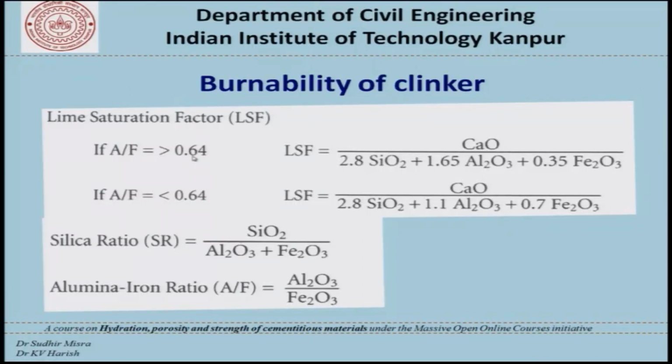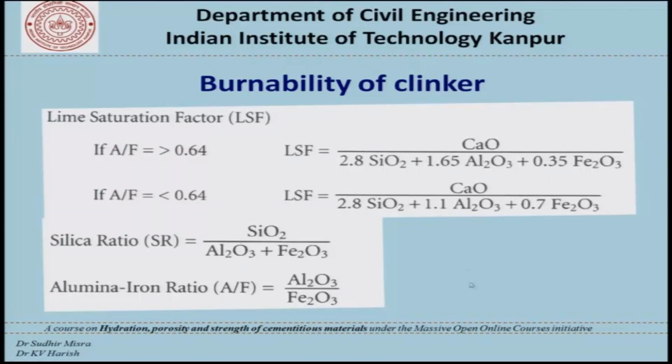What you see in the first set of formulas is that if the A by F ratio is greater than or equal to 0.64, then LSF is given by CaO divided by 2.8 times SiO2 plus 1.65 times Al2O3 plus 0.35 times Fe2O3. Likewise, if A by F is lower than or equal to 0.64, then LSF is given by CaO divided by 2.8 times SiO2 plus 1.1 times Al2O3 plus 0.7 times Fe2O3.